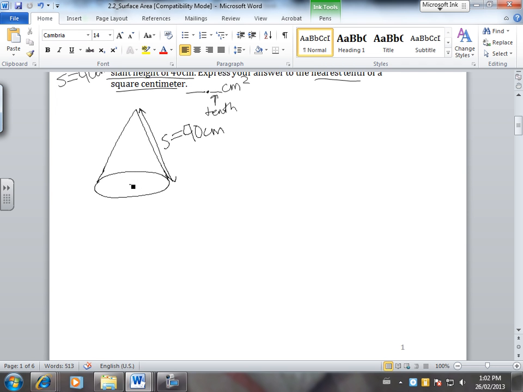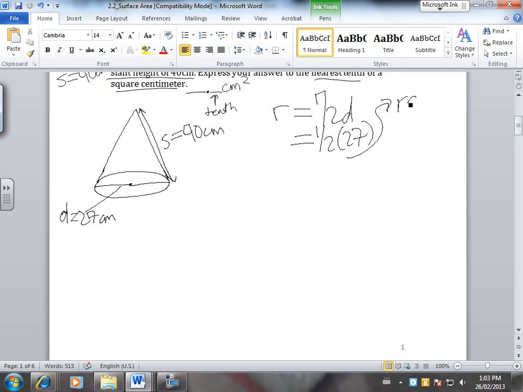And then here's our diameter. So it's the entire length, and D equals 27 centimeters. And so we remember that radius is 1/2 of D. So our radius for this cone is 1/2 of 27, so radius equals 13.5 centimeters. We need radius because our surface area formulas work with radius.